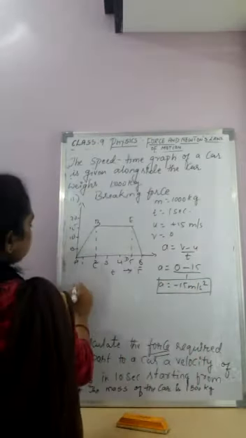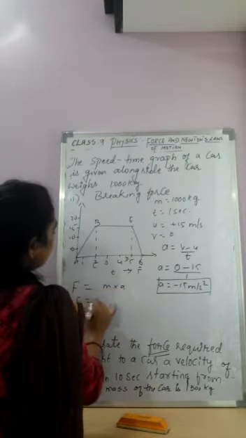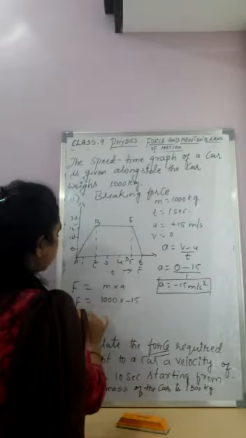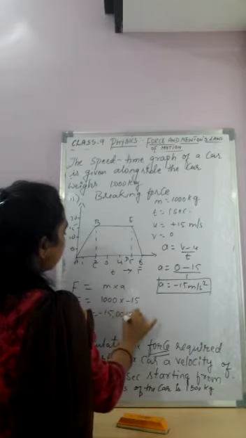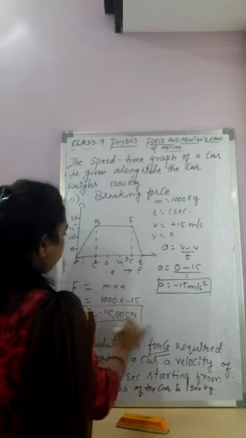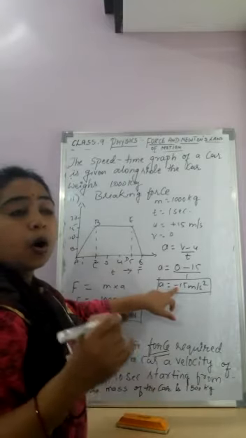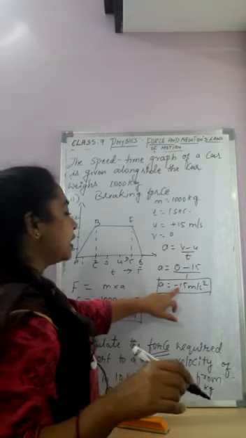So next you are supposed to calculate the braking force, that is M into A. So F is equal to M, which is 1000 kg, into A, which is minus 15. F is equal to minus 15,000 Newton. So here the negative sign indicates that it is decelerating, that the velocity is decreasing.